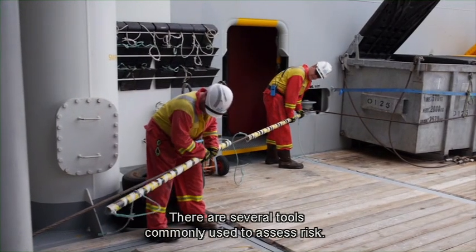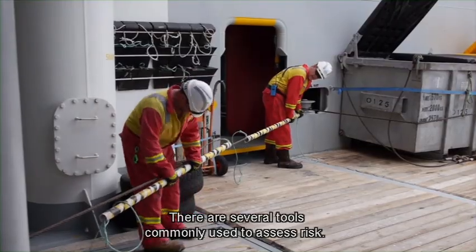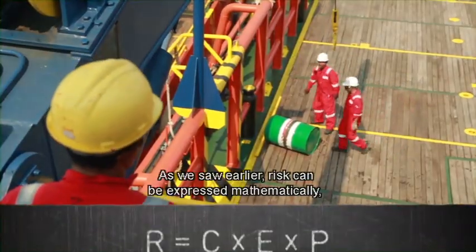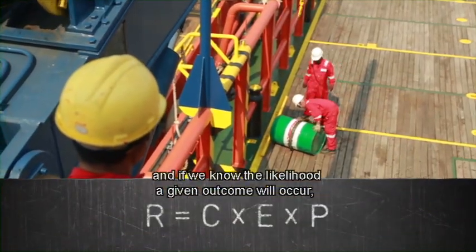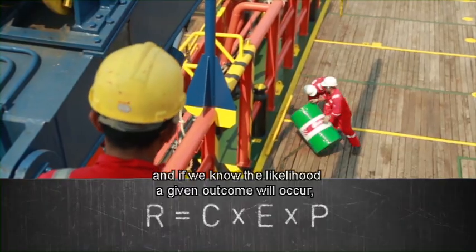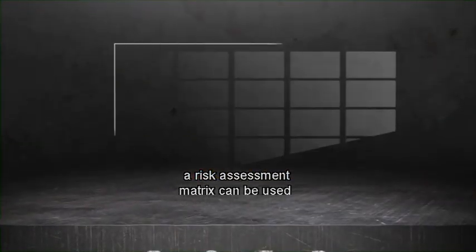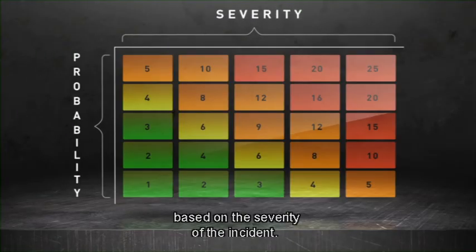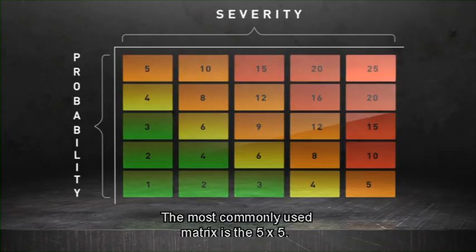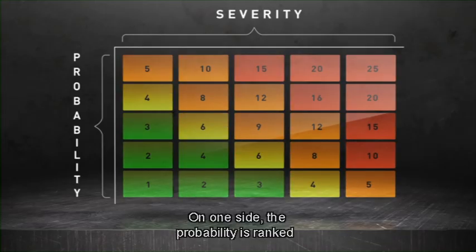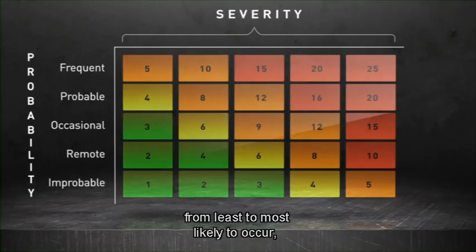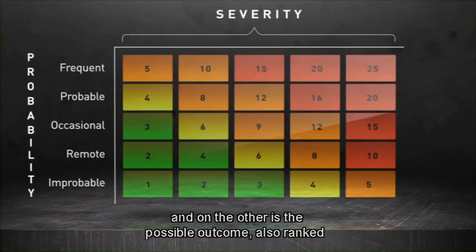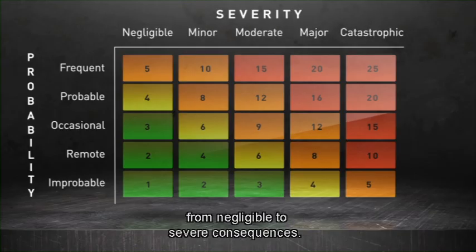There are several tools commonly used to assess risk. As we saw earlier, risk can be expressed mathematically, and if we know the likelihood a given outcome will occur, a risk assessment matrix can be used to measure the potential effects of failure or injury based on the severity of the incident. The most commonly used matrix is the 5x5. On one side, the probability is ranked from least to most likely to occur, and on the other is the possible outcome, also ranked from negligible to severe consequences.